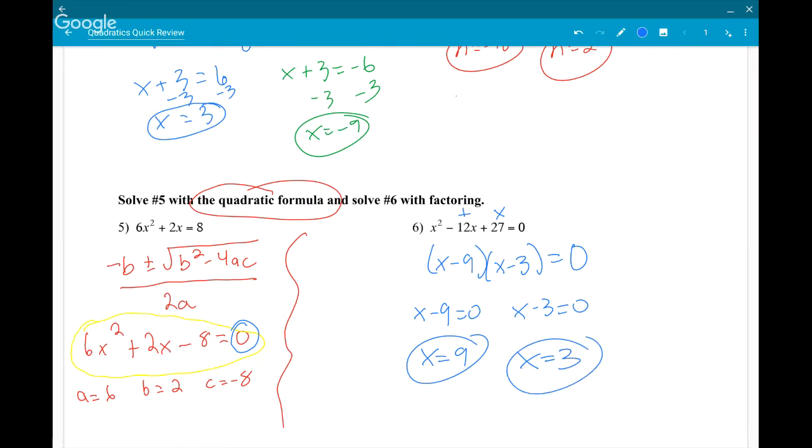Again, most of you will probably get right up to this step and just shortcut it. You'll be like, oh, well, 9 minus 9 is 0, so x is 9, and 3 minus 3 is 0, so x could also be 3. And that's totally okay too.